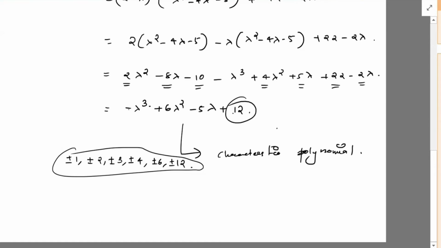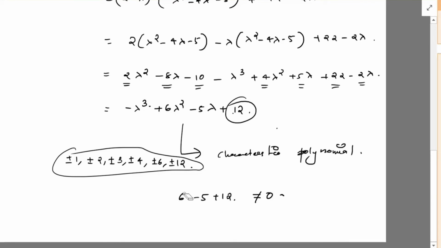If we substitute 1 into the characteristic polynomial, we will get minus 1 cube, that is minus 1, plus 6 lambda square, that is 6 into 1, which is 6, minus 5 into 1, which is 5, plus 12. So that is actually what? It is not equal to 0. So we can eliminate that possibility. 1 is not a root. Now move on to the next divisor, minus 1.